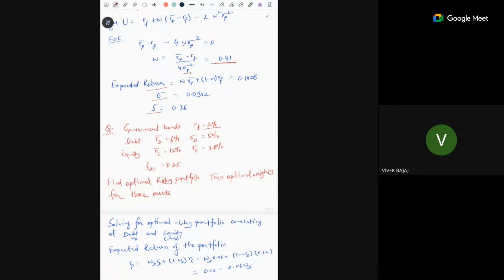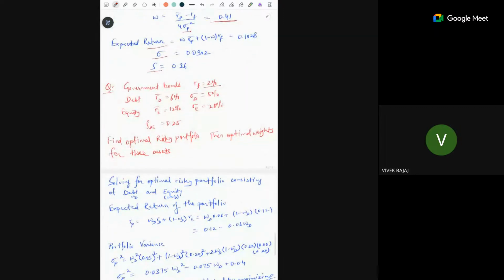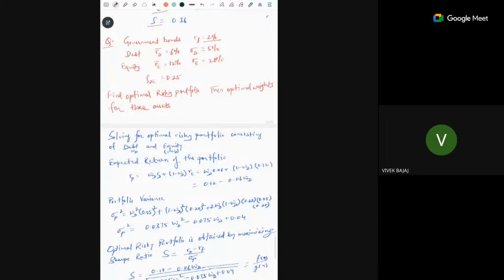There is an equity asset which has a return of 12% and a standard deviation of 20%, and the correlation between debt and equity is 0.25. Then the question asks to find the optimal risky portfolio and the optimal weights for these three assets. The optimal risky portfolio will consist of the risky assets, which are debt and equity. These are the risky assets. This is the risk-free asset.